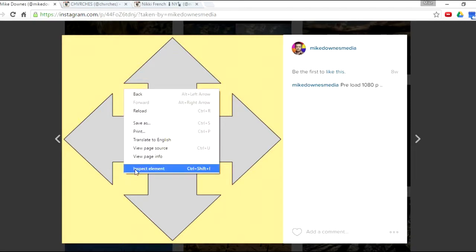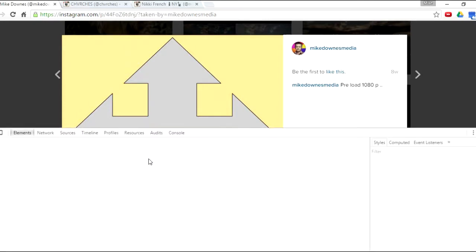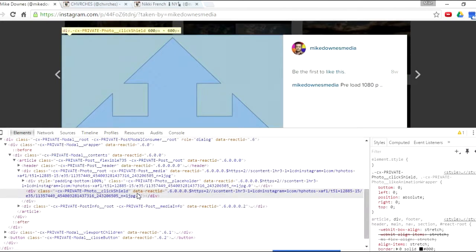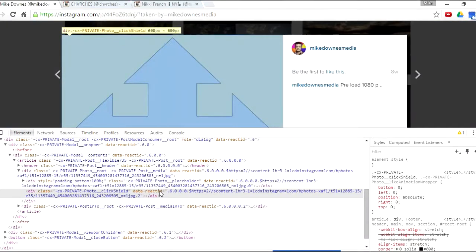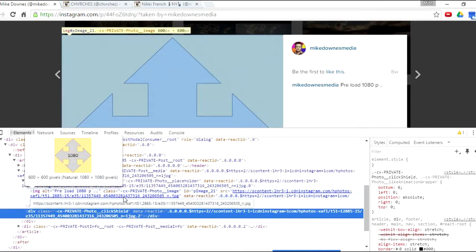If I inspect the element straight away again, then we get something, and if I hover over this, you can see it's 600 by 600. Look at the top image where my mouse is, 600 by 600, and we think, okay, that's not bad, but what was the image that Instagram is actually holding? And once again, if I hold on it, it says 600 by 600, but the true image is 1080 by 1080. That's really big.